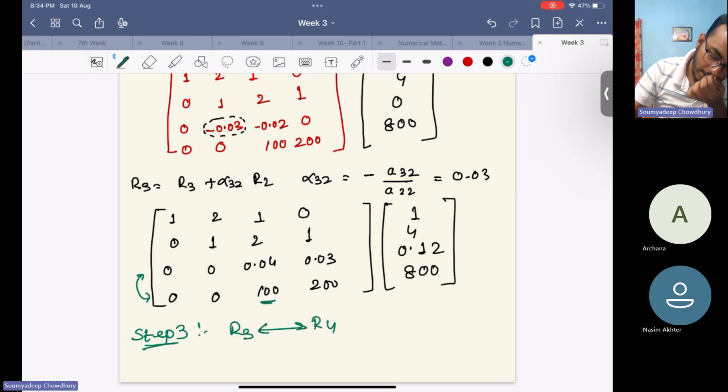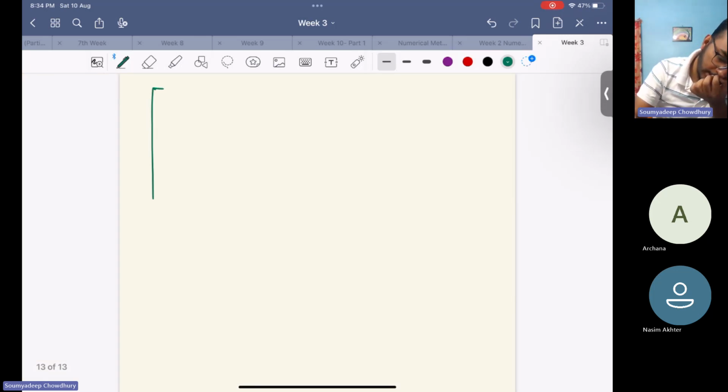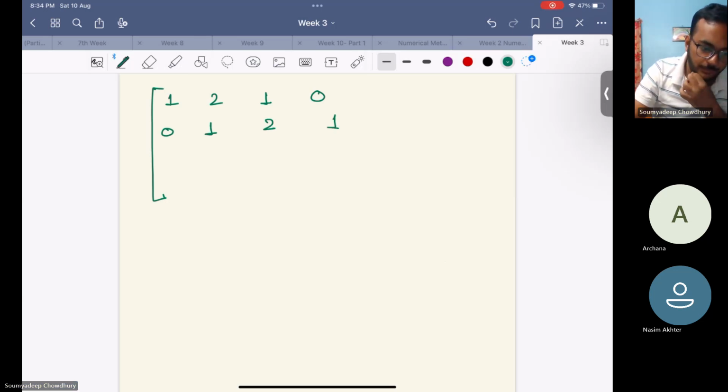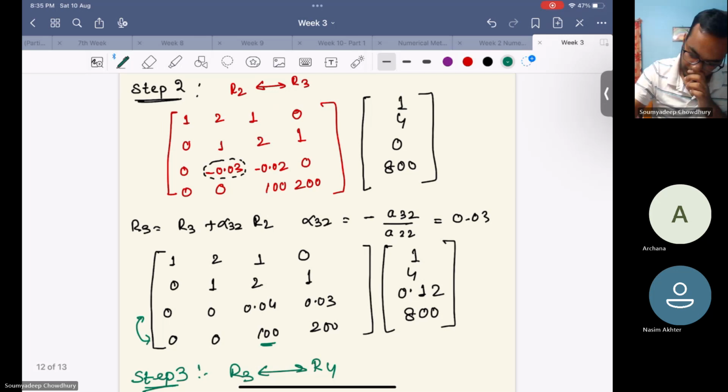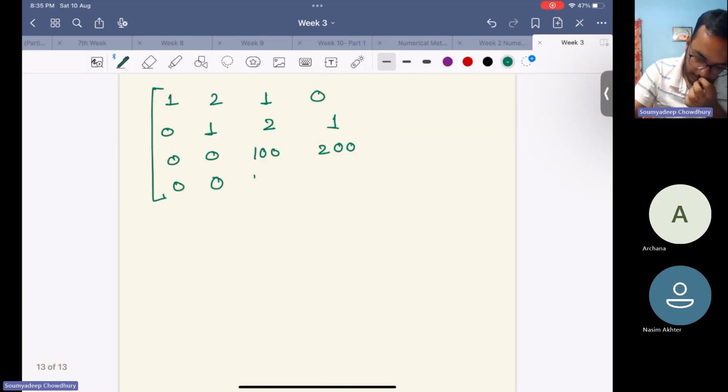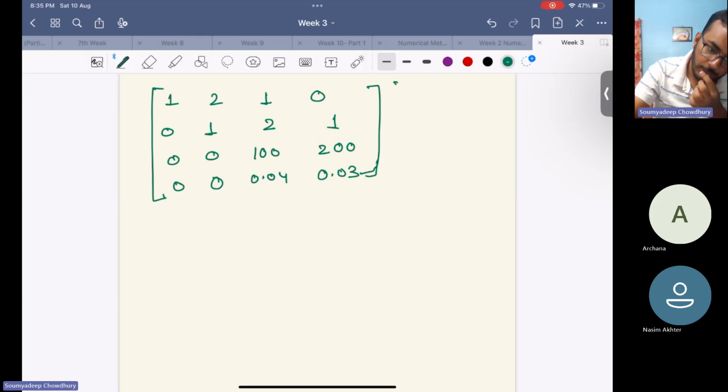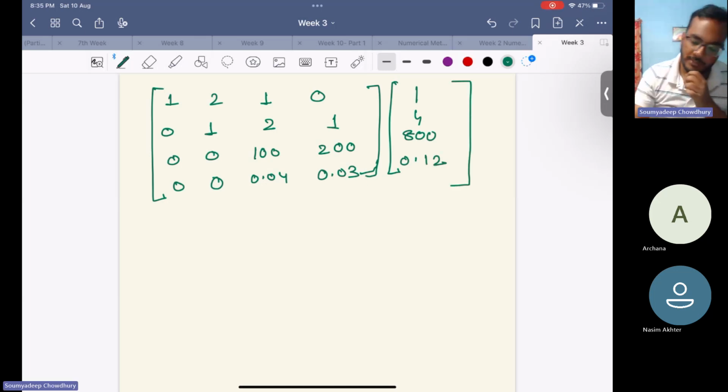R3 will be exchanged by R4. So what we will get is 1, 2, 1, 0, 0, 1, 2, 1, 0, 0, 100, 200. Here we have 0, 0, 0.04, 0.03. And here we have 1, 4, 800, 0.1. So I've exchanged this. Now our job is to make this 100 equal to 0.